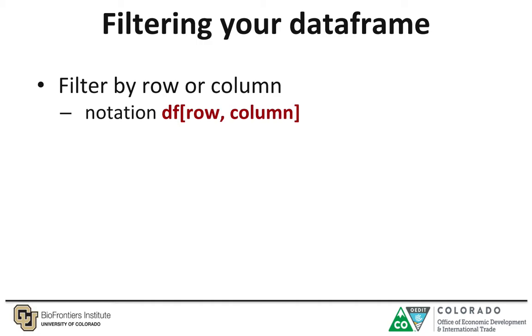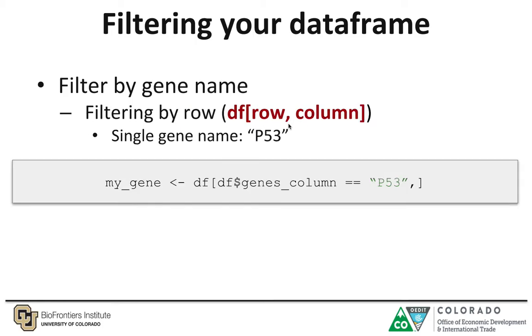Another way to filter your data frame is to filter by rows or columns. And it's important to note the notation for data frames. When you have a data frame, the contents of the data frame are denoted by square brackets and a comma, where before the comma we're talking exclusively about the rows, and after the comma we have the contents of the columns. So say we want to filter by a gene name and want to filter by rows, then all the commands will have to be before the comma where the row is.